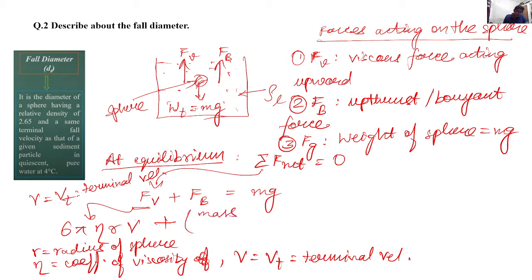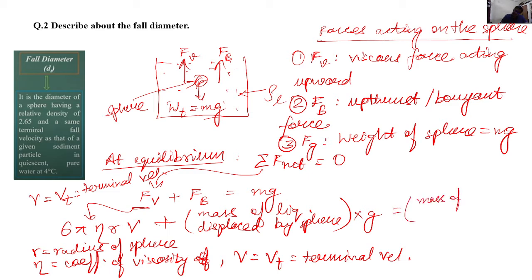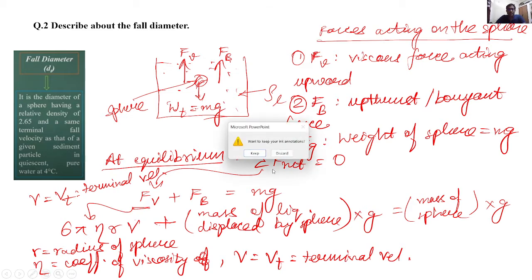So let us express it like that. The buoyant force would be the mass of liquid displaced by the sphere times the acceleration due to gravity, just to make it into a force from mass. And mg is nothing but the mass of the sphere times the acceleration due to gravity. So that is what we have found so far. I will take another slide.